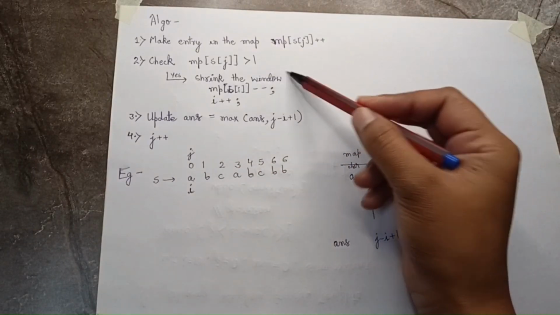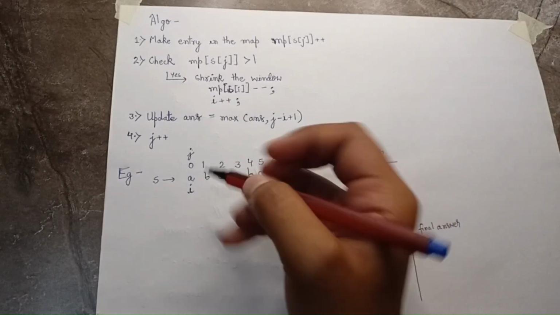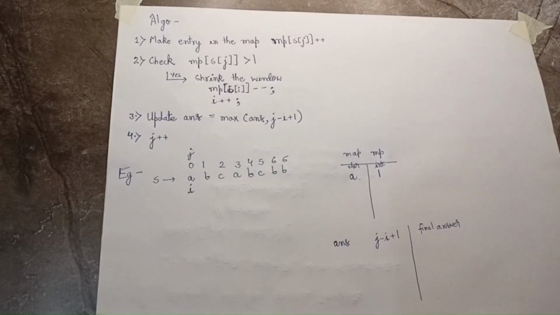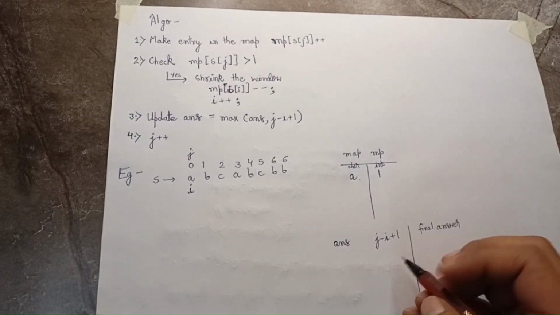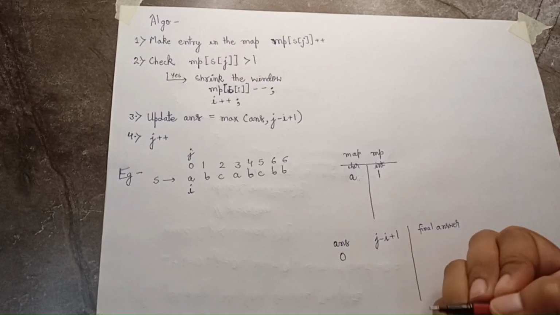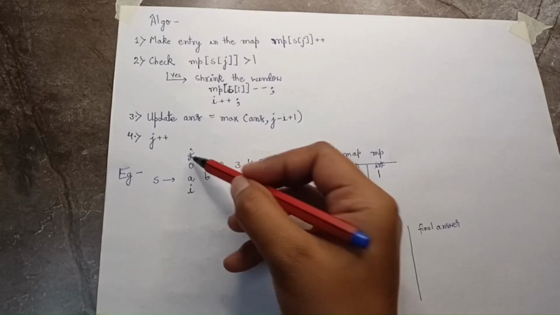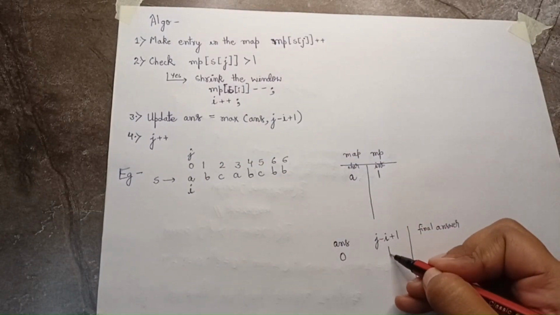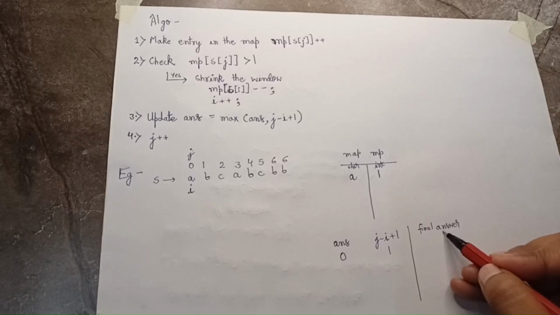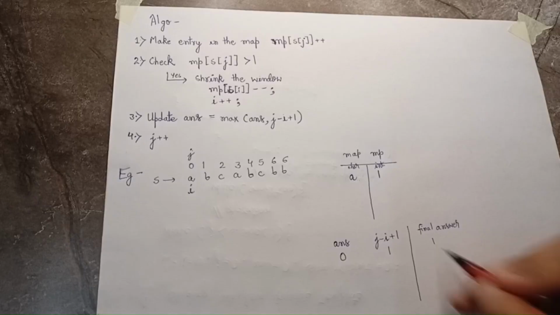Then there is no need of shrinking the window. Now we'll simply move ahead, but remember to update the answer as well. Now let's check. The answer initially is 0. Now we'll take the difference of j minus i: 0 minus 0 is 0, plus 1, that is 1, and the final answer is the maximum answer. 0 comma 1, maximum is 1.